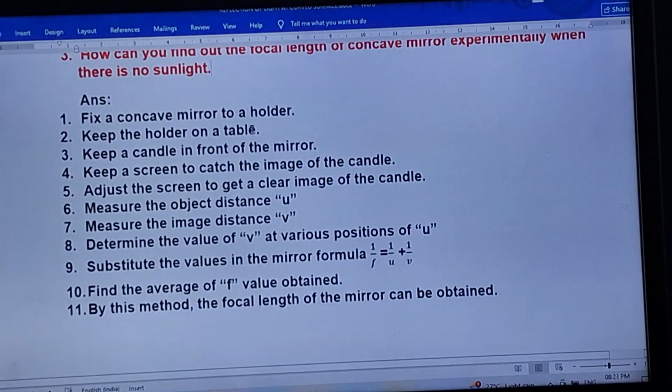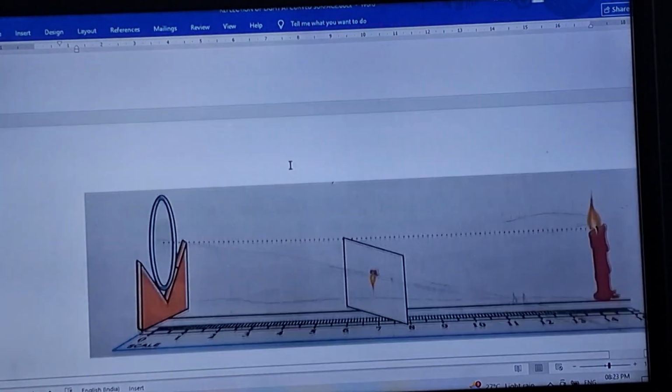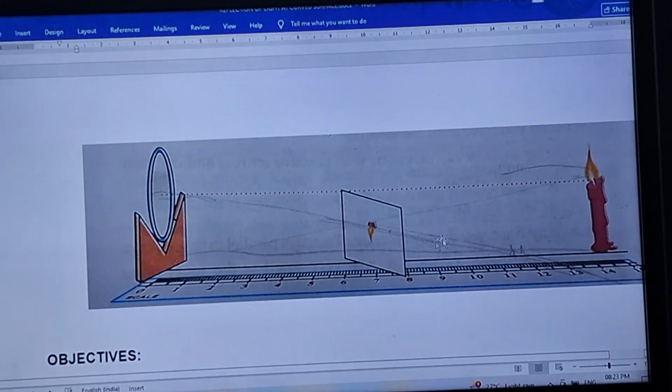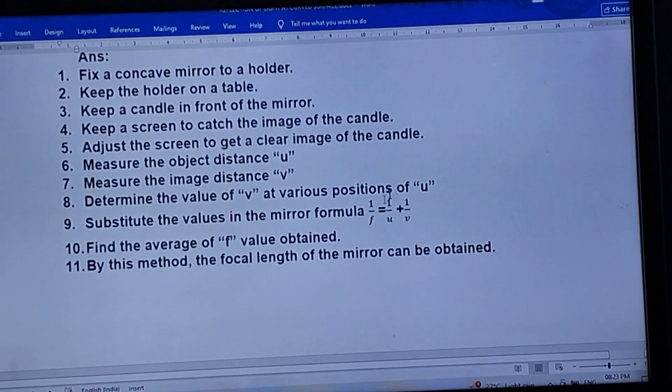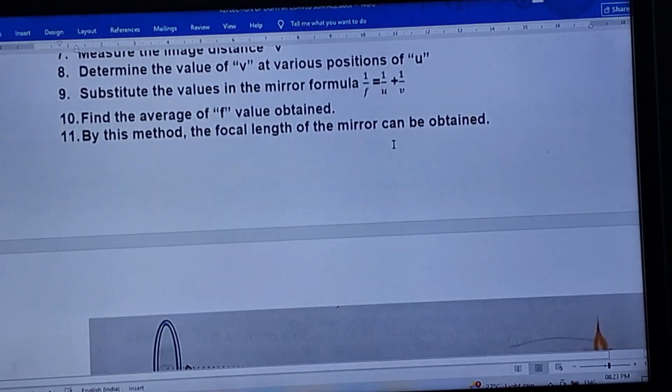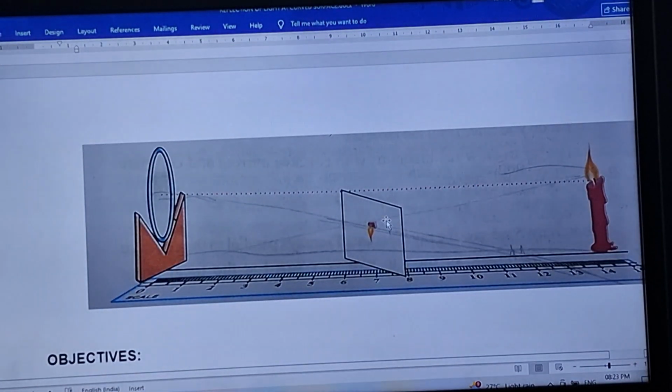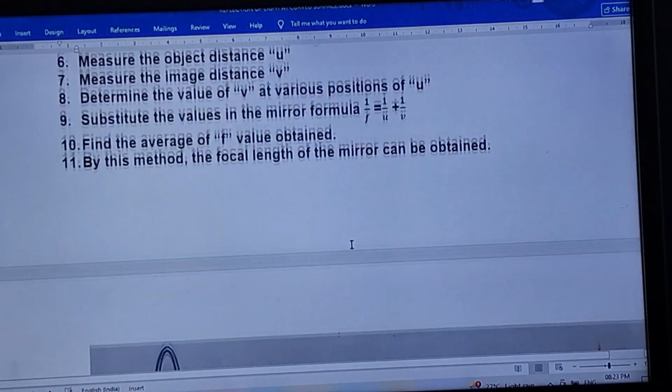Next, keep a candle in front of the mirror. See, this is the mirror. In front of the mirror, a candle is placed as the source of light because there is no sunlight. Next, keep a screen to catch the image of the candle. So see, children, this is the screen. This screen is placed in front of the mirror. So what for? To catch the image of this candle.